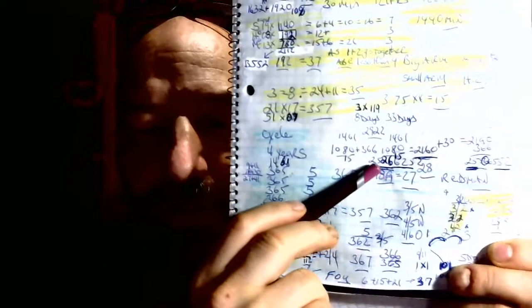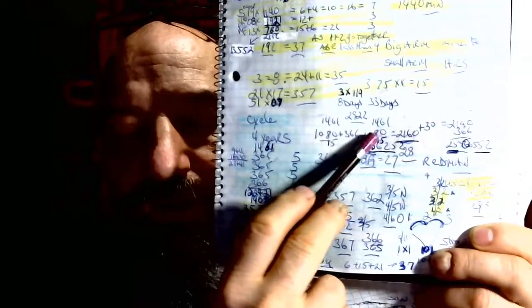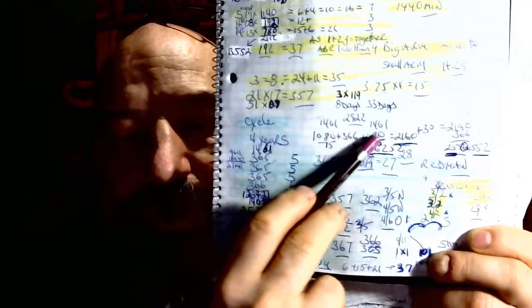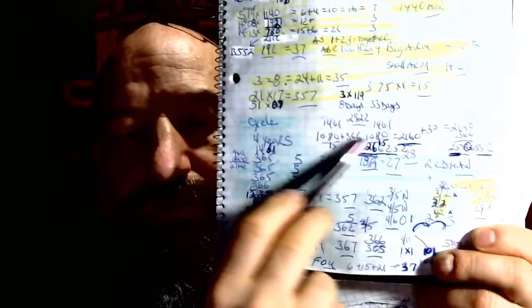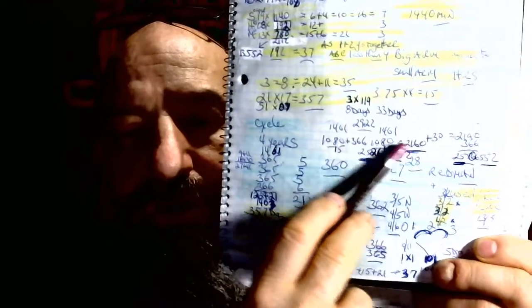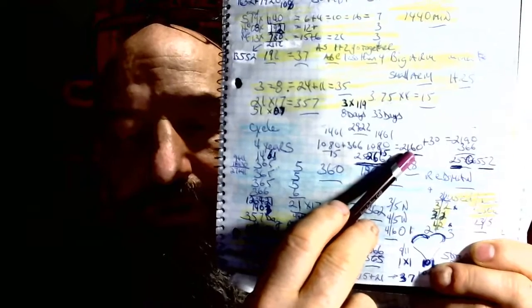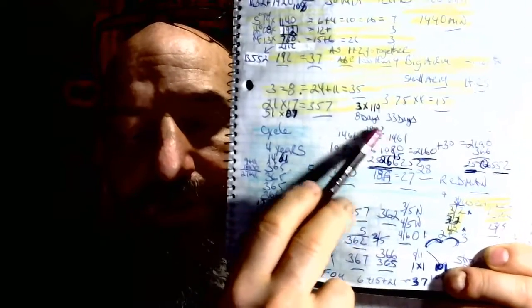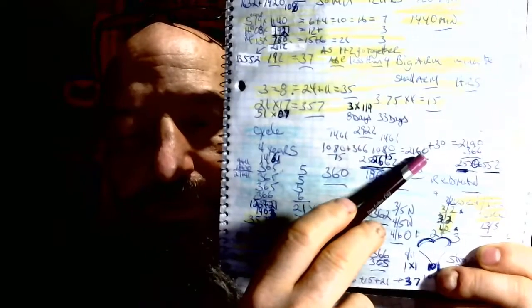The other thing I wanted to mention on here is 360 degrees times 3 years. Times 2 years. Right over here, 2 cycles, 360, 360, 360, 360, 360, 360 equals 2160. 2160 plus 360 degrees equals 2520.